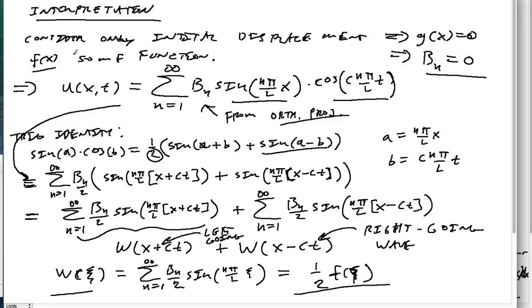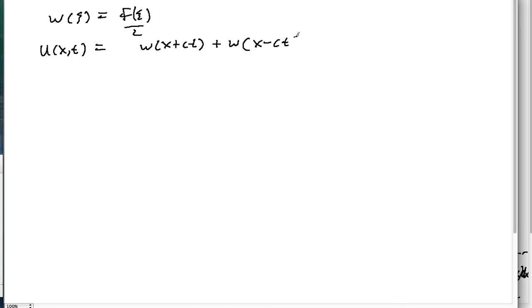All right, so let's get another sheet of paper out here. I'm going to rewrite this. I'm going to do some visualization now. So we have w of c is equal to f of c divided by 2. And so our function u of x comma t now can be written as w of x plus ct plus w of x minus ct.